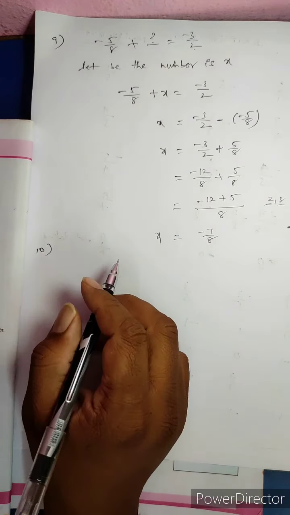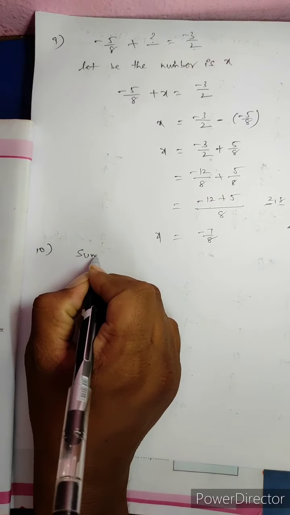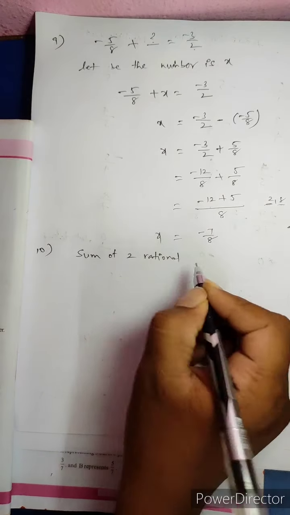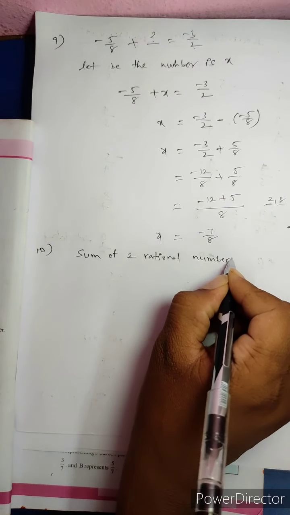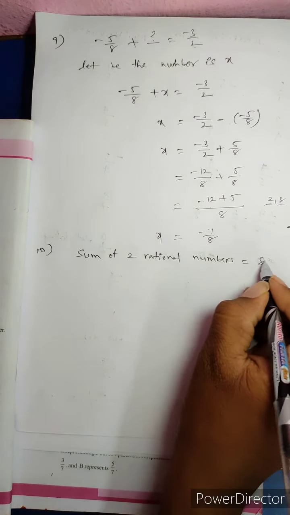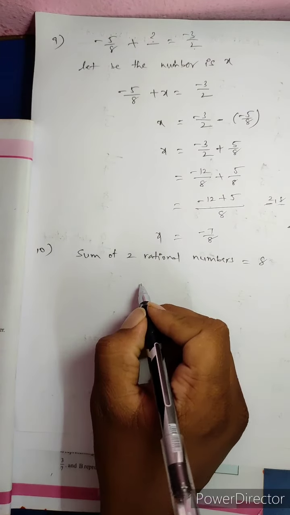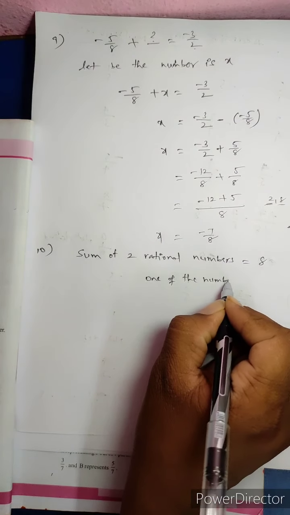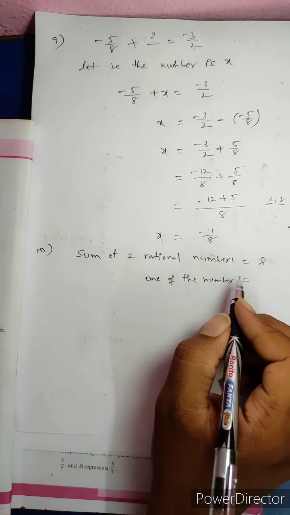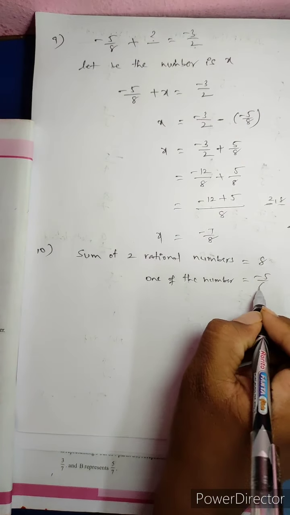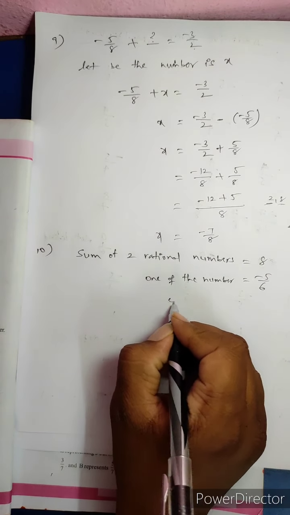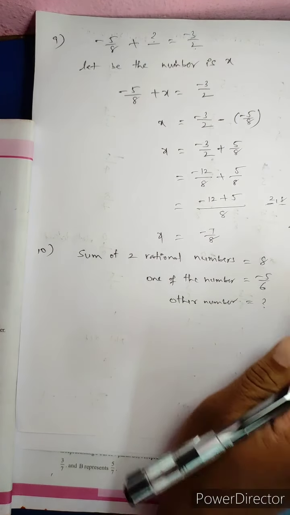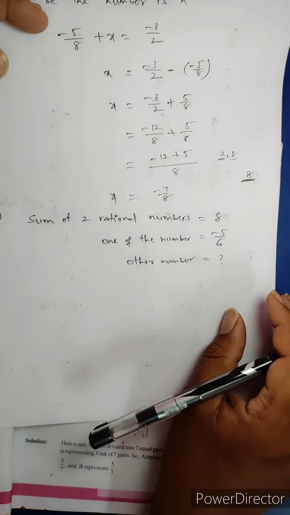The sum of two rational numbers is 8. If one of the numbers is -5/6, find the other number. We don't know what the other number is.